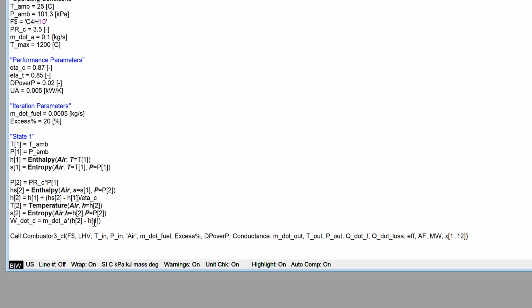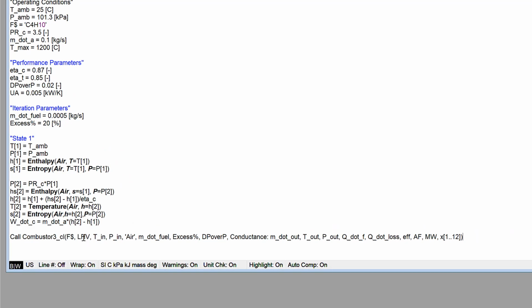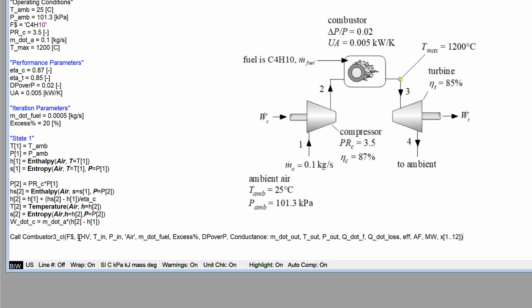So you can read about the combustor model if you'd like. I've read about it, so I kind of understand how it works here. So the first string is the fuel. I've already set that to methane, C4H10. The second one is the lower heating value, which you can provide to the model if you want. I'm not going to provide it. I'm just going to let it figure that out based on the fuel chemical formula. And then we have the inlet temperature and pressure. So the inlet temperature is T2, the inlet pressure is P2.